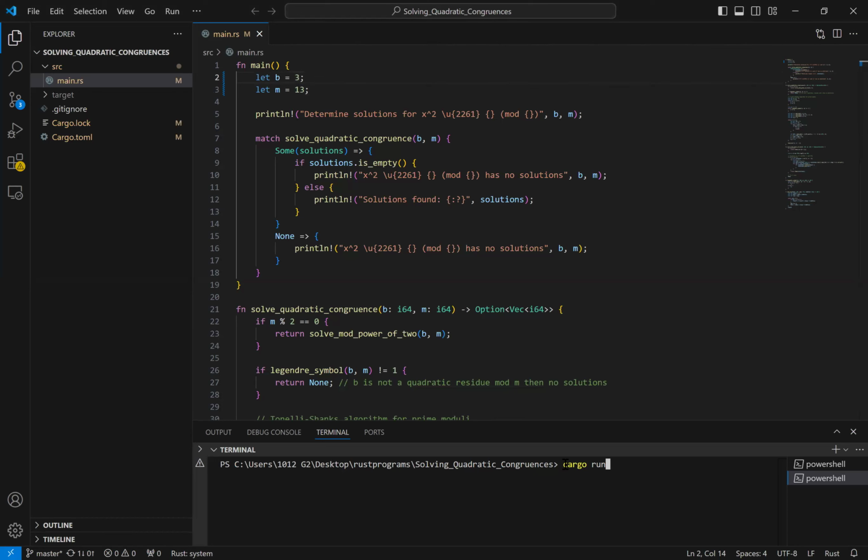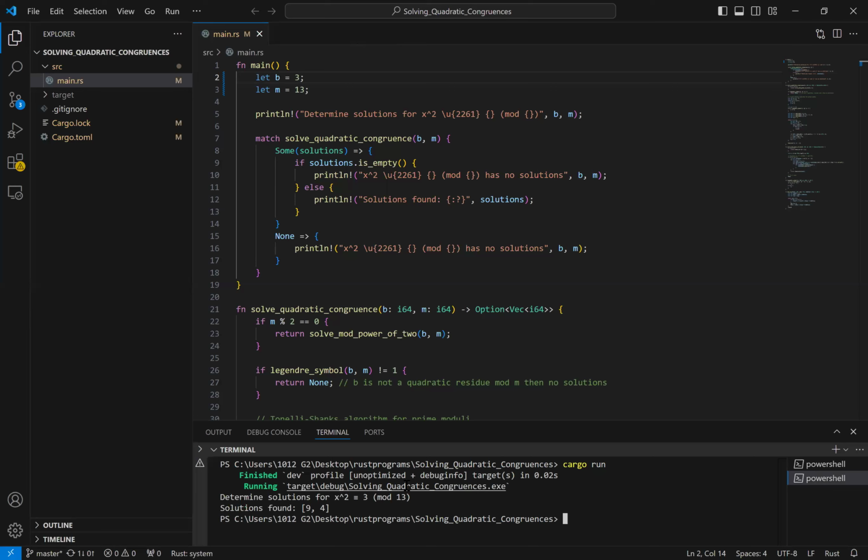So I ask, and it tells me the square root of 3. You can see my solution: the square root of 3 is 4 and 9 mod 13, because 4 times 4 is 16, and mod 13, that is 3. This one I put aside. I did not combine the two, because I did not want a very long code.